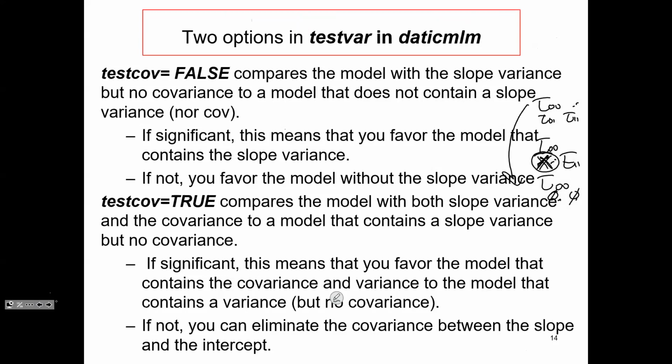How much does the deviance go up when I eliminate the variance, having already eliminated the covariance? And if you want to know how much the deviance goes up by eliminating both at one time, you can do that with ANOVA. Yeah.